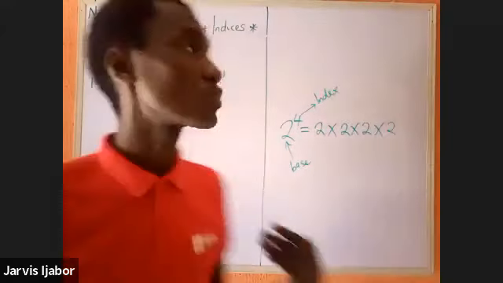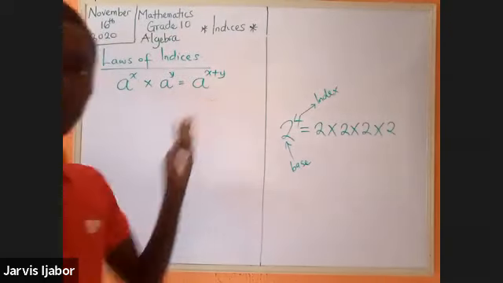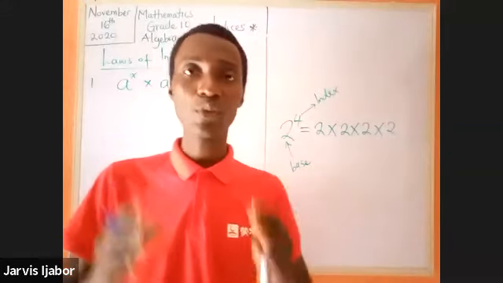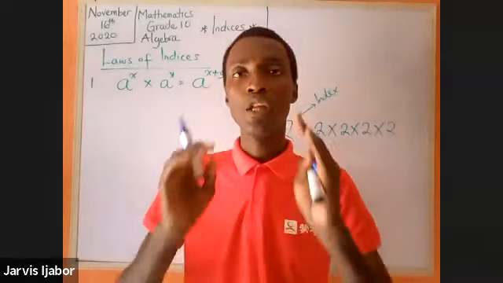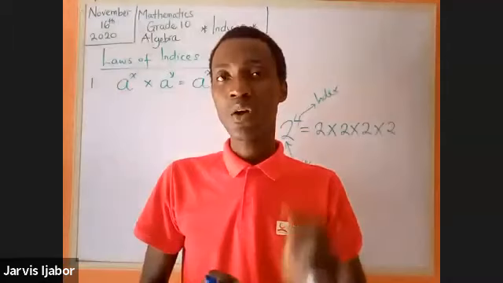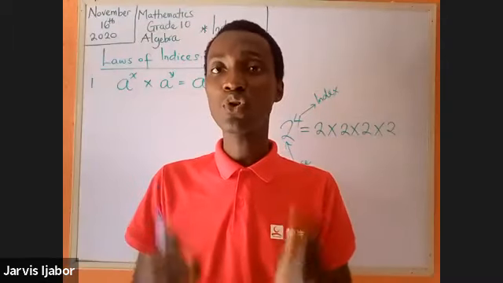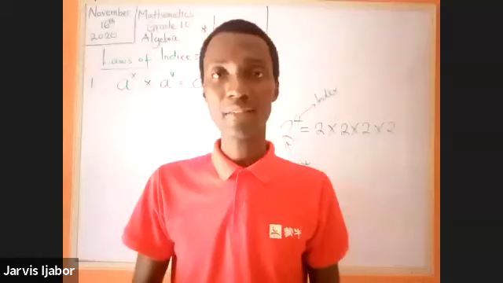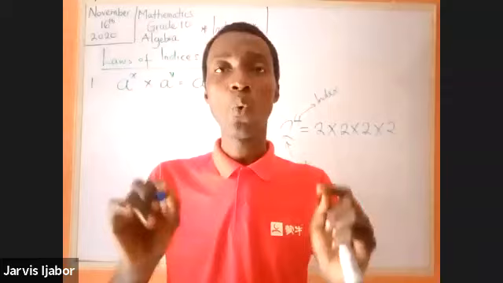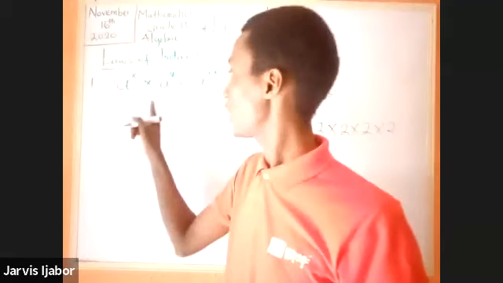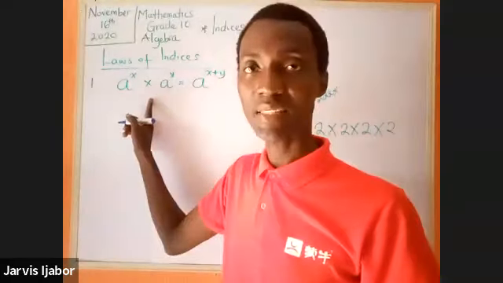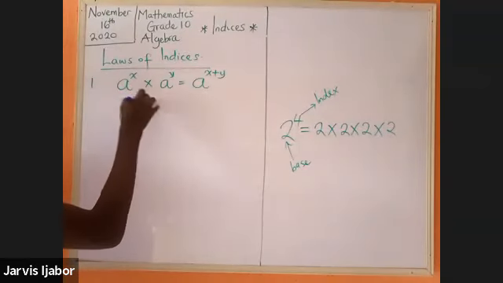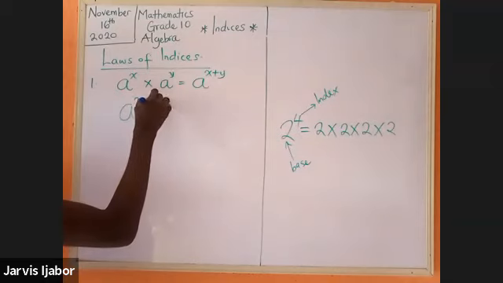Now, what happens when we have a setup like this? For those of us who have witnessed my previous classes, you would agree with me that I had said the laws of indices work best when you're considering the same base. When the bases are the same, that's when the laws will work. You get that? All right, so for this, you're going to have a to the power of x times a to the power of y.